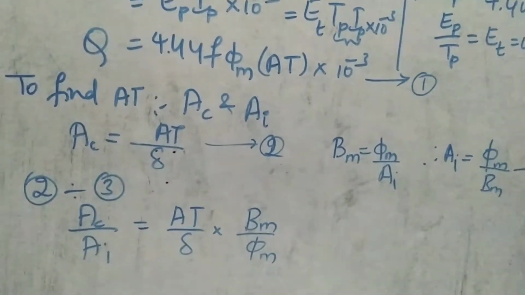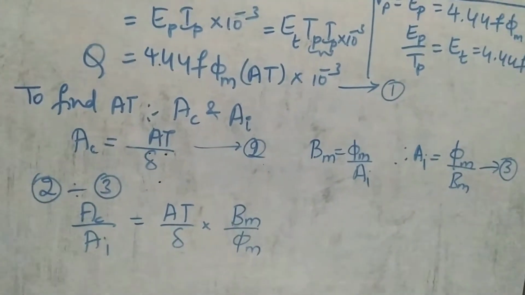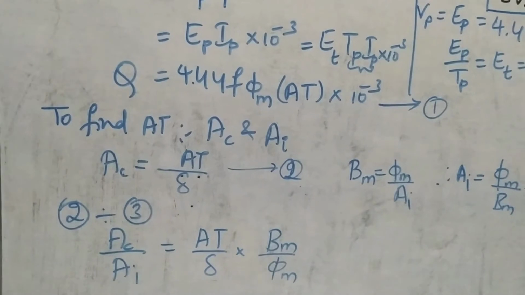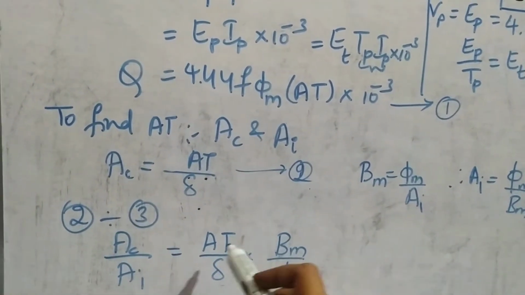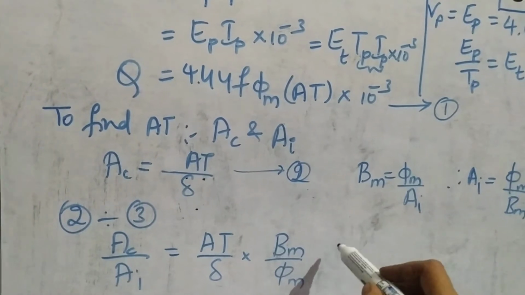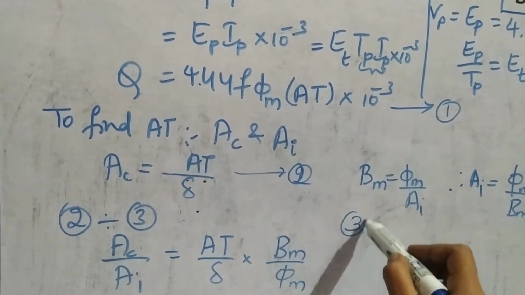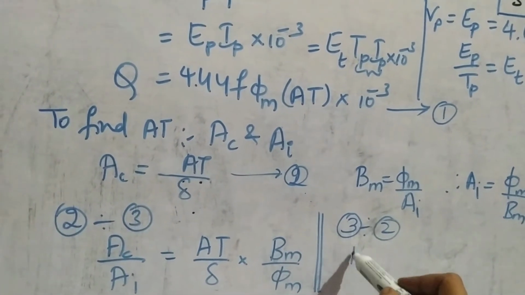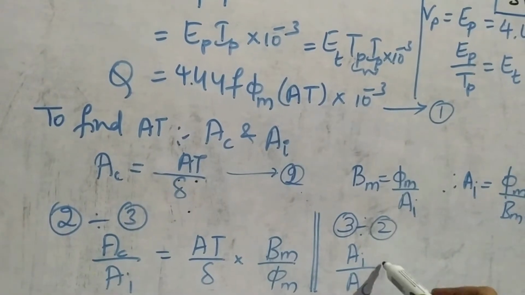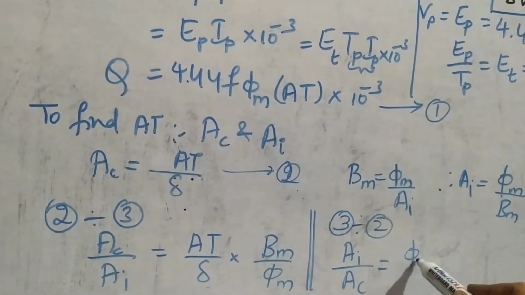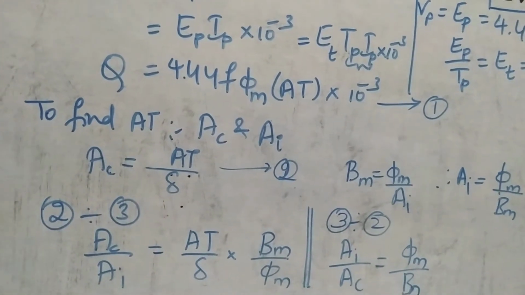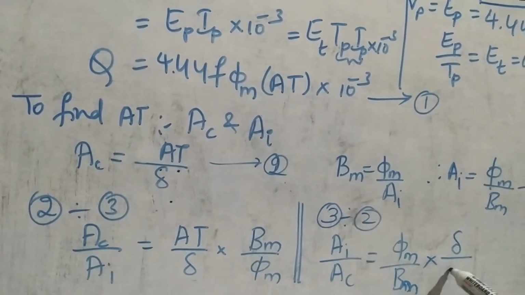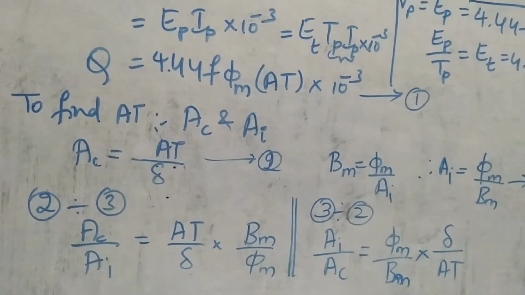Let me instead divide equation number 3 with equation number 2. So AI divided by AC will be equal to flux divided by flux density, and here I will get delta divided by ampere turns.